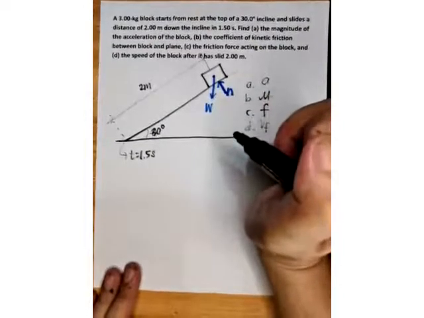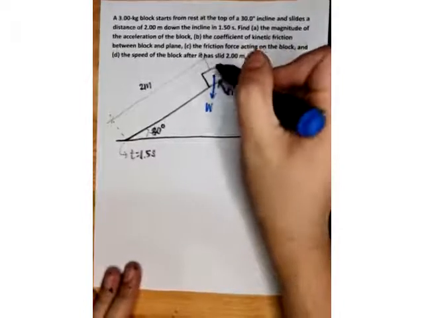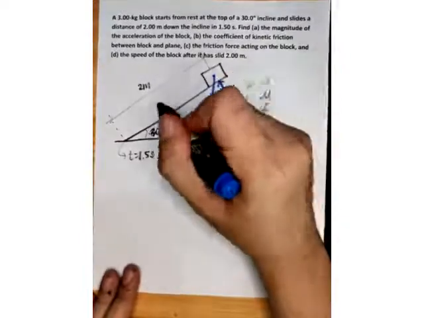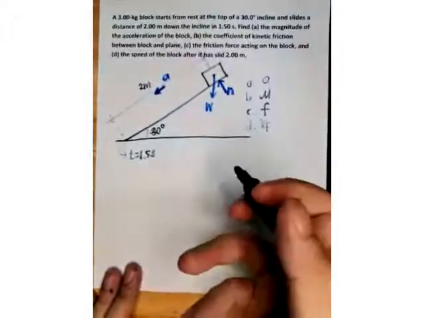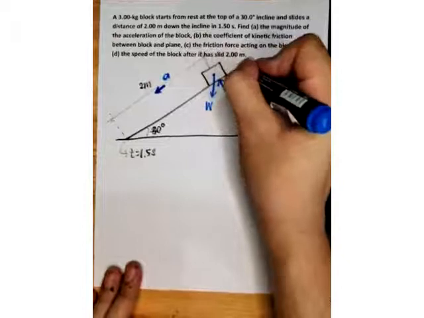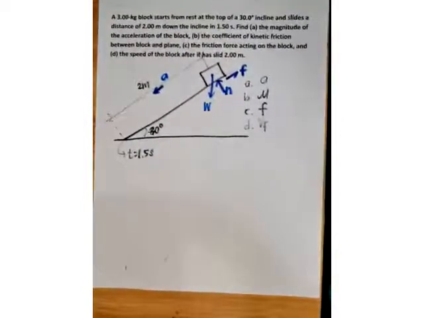Since meron tayong friction, so meron tayong frictional force. And if we will consider the motion of the object, that means the object will move down the incline. So acceleration natin is directed down the incline. Since frictional force is always opposite the motion, frictional force should be up the incline. Since wala naman tali na nakalagay, wala tayong tension, wala naman ding applied force, so ganyan lang siya.